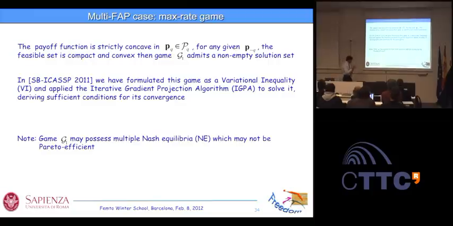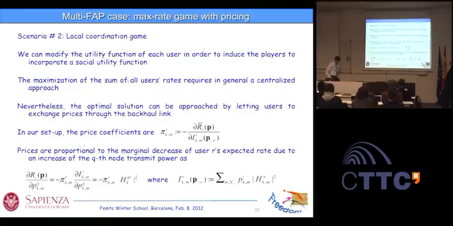The important point here is that the equilibrium that we are going to find might not be efficient at all. Even if all the nodes converge to a certain equilibrium, this equilibrium can be far from the so-called Pareto boundary, or frontier. So what can we do to improve the efficiency of this game? The usual way is that we need to incorporate some coordination. Again, we need to make nodes coordinate with each other.